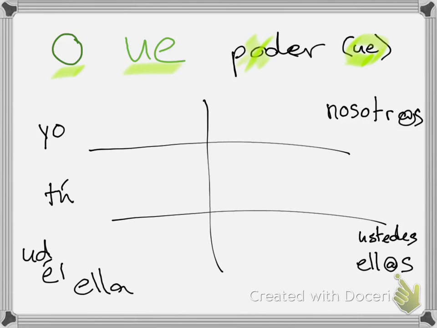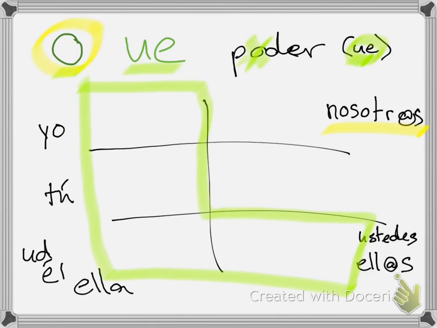So which subjects are going to change to UE? Well, these four. Pretty much every subject, with the exception of nosotros, right? Nosotros is going to keep the O. But all the others are going to change it. Okay, so what does this look like? Well, if I'm speaking, it's not yo podo, it would be yo puedo. Okay, I still change the O because my subject is yo, right?